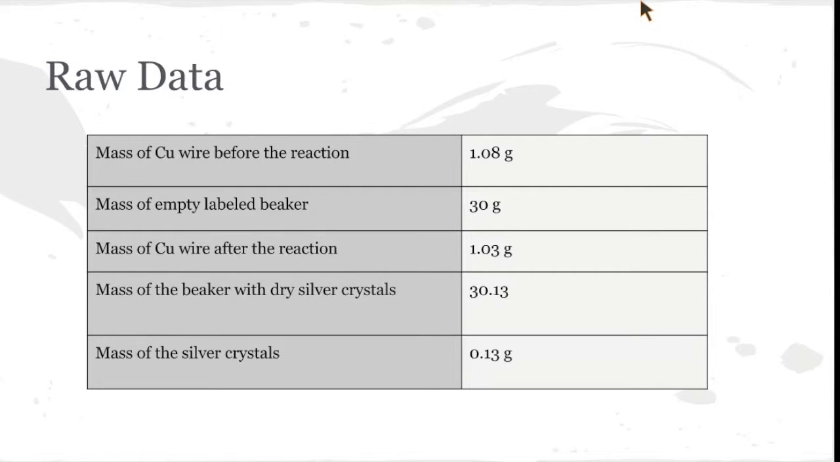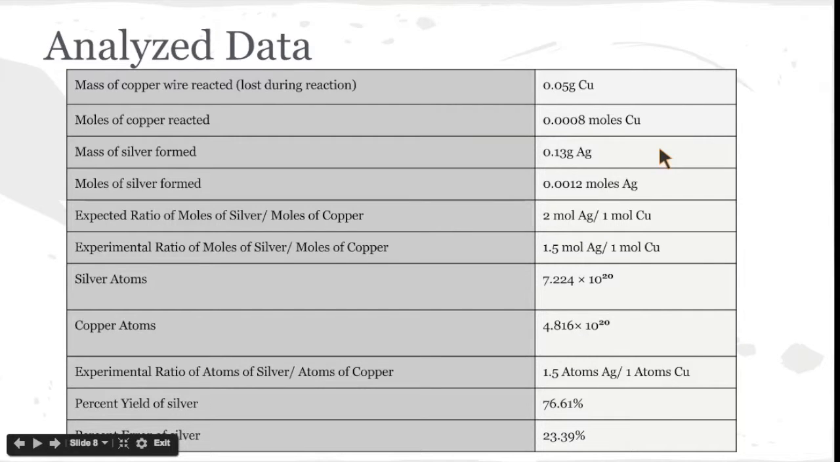Raw data of the investigation included mass of copper wire before the reaction, mass of empty labeled beaker, mass of the copper wire after the reaction, mass of the beaker with dry silver crystals, and the mass of silver crystals.